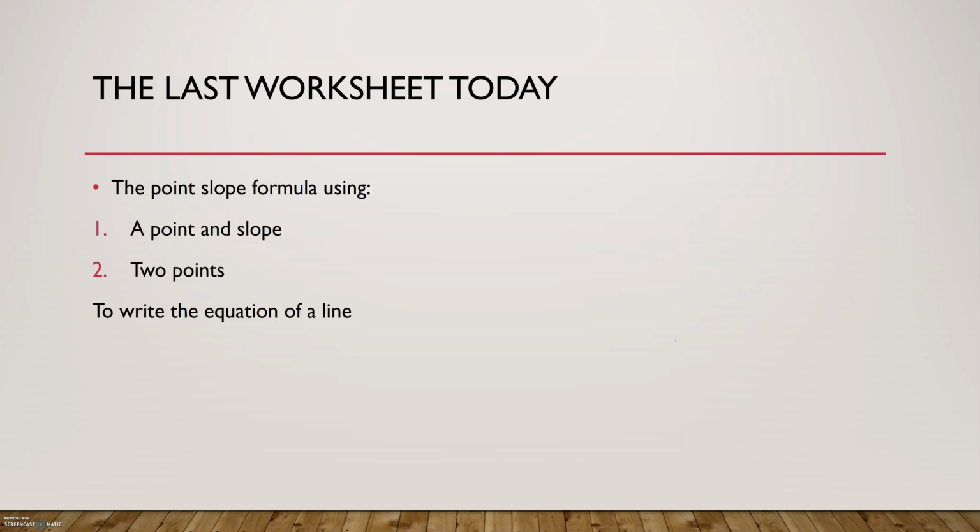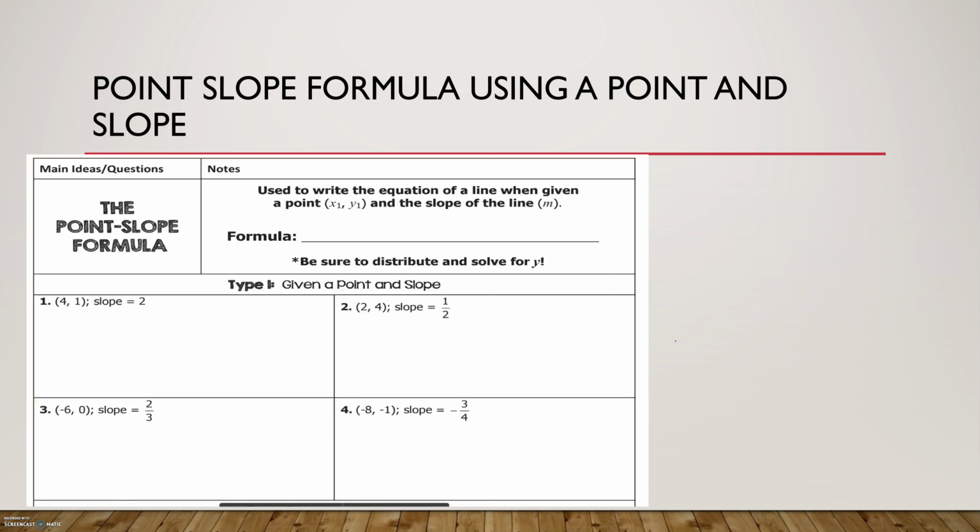So the last worksheet for today is a point slope formula worksheet. And here is the point slope formula. This is the one where you basically have a point and a slope, and then you can write the equation of the line. So this is the formula. Make sure you write down the formula.